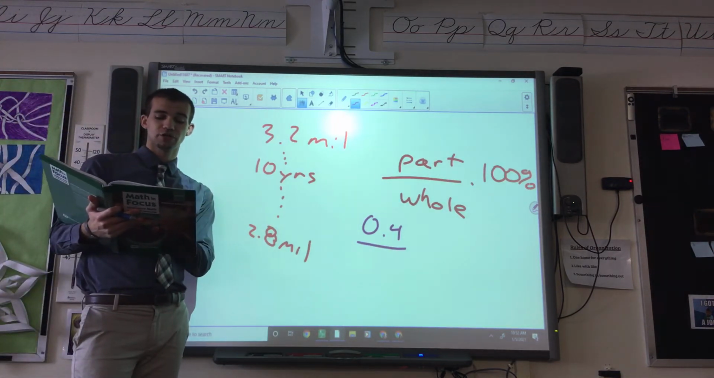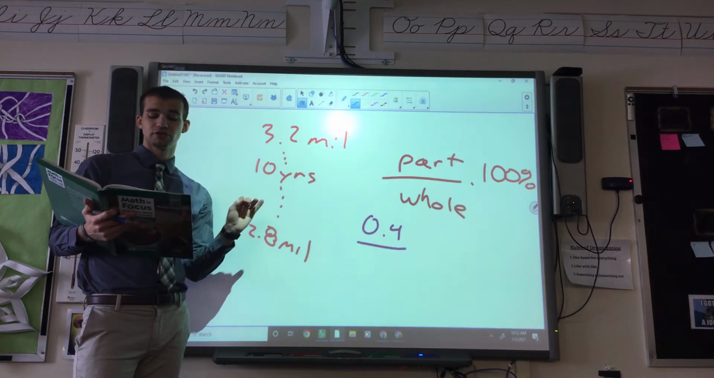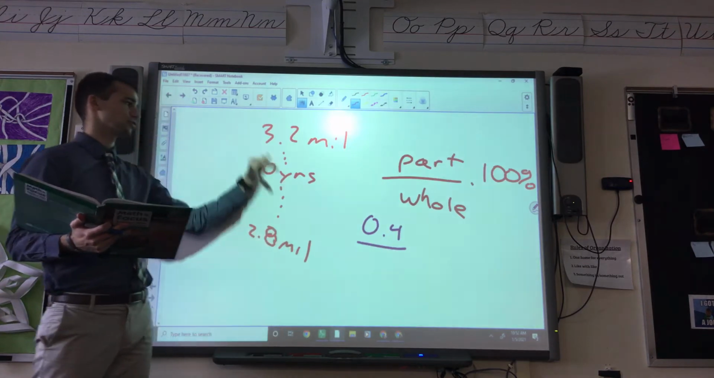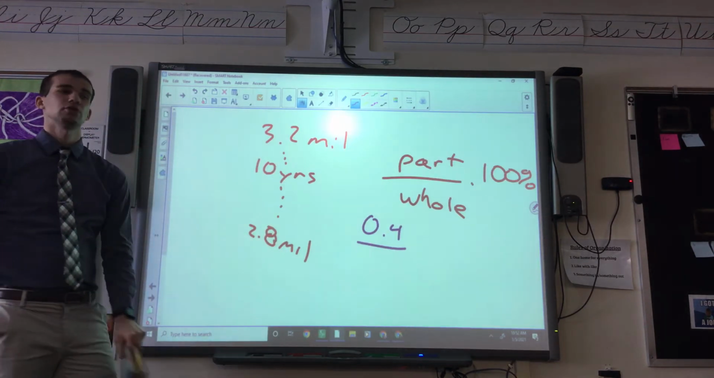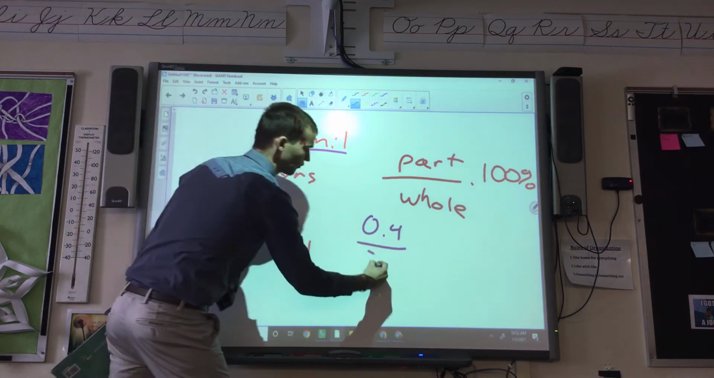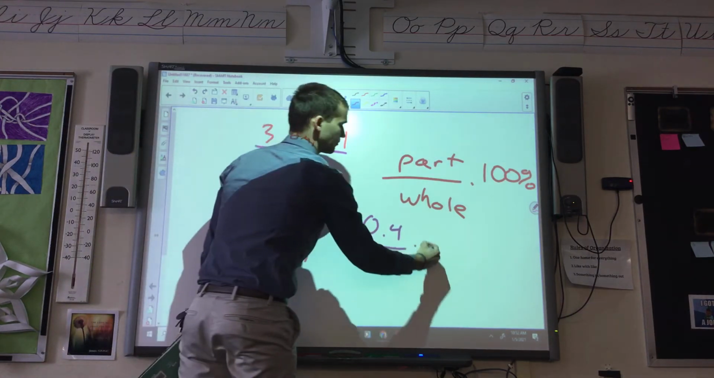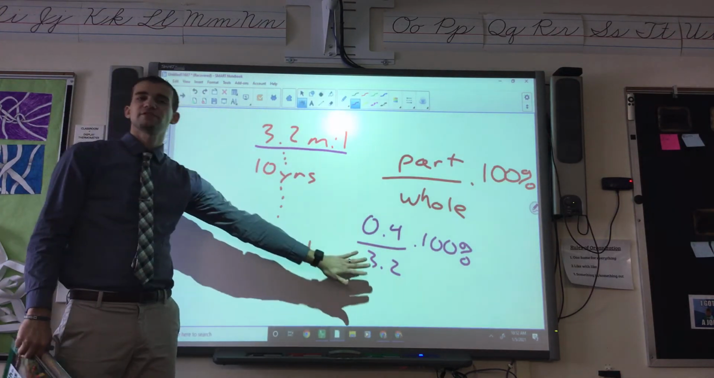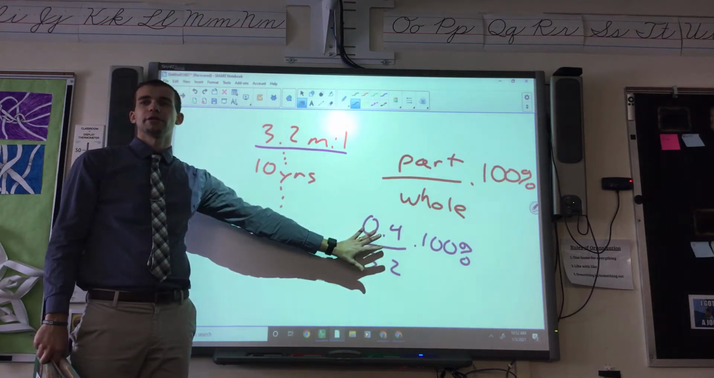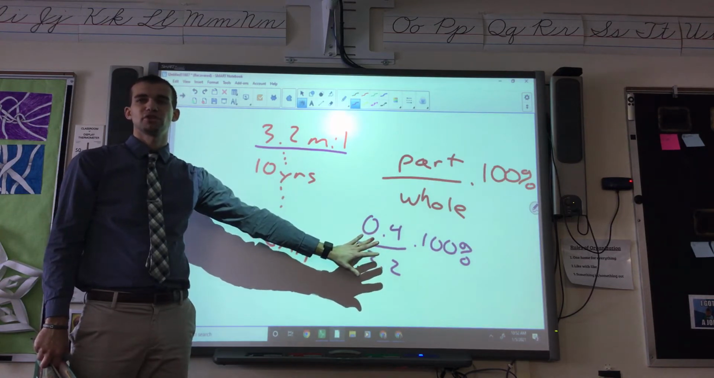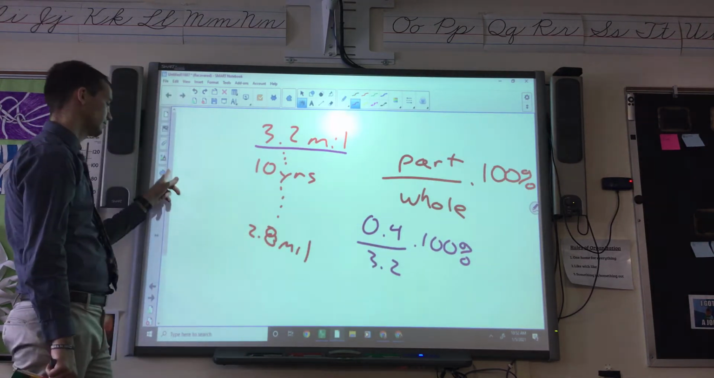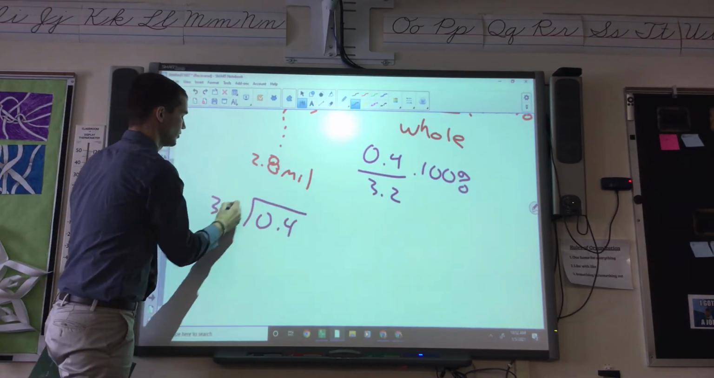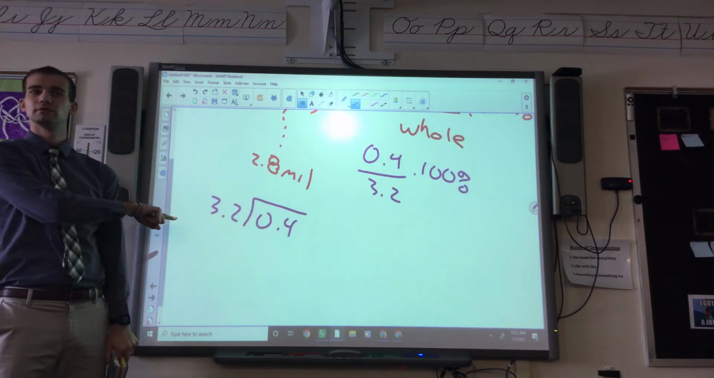Look at the original question. Over a 10-year period, the population changes what percent? What was the percent change in the city's population? So you're originally going with the original one. That's what you always want to remember. So it's 0.4 over 3.2 times 100%. You could do 0.4 divided by 3.2, but that's not very much fun. What would you do here?